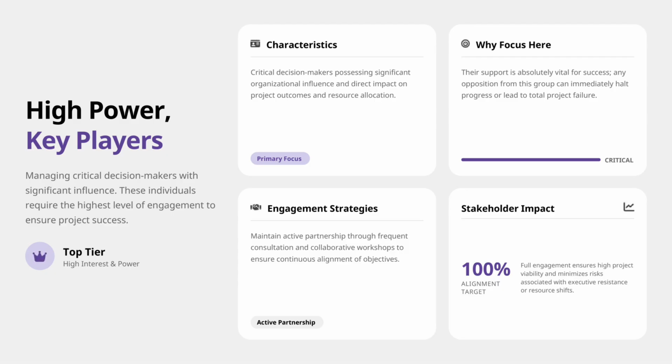High-power, high-interest players are the top-tier stakeholders who can make or break a project. This slide outlines their characteristics, why their support is critical, and engagement strategies like active partnership and frequent consultation to ensure continuous alignment and to avoid sudden opposition that could halt progress.